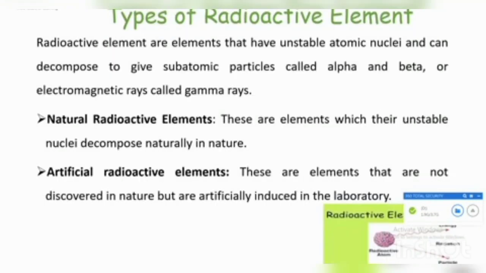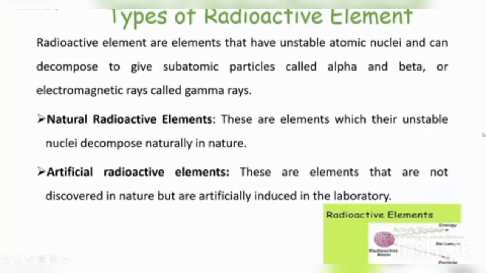Now, let's move to types of radioactive elements. Radioactive elements are elements that have unstable atomic nuclei and can decompose to give subatomic particles called alpha and beta, or electromagnetic rays called gamma rays. The extra energy or radiation emitted by radioactive elements comes in three different types, which are alpha, beta, and gamma, right? Good.